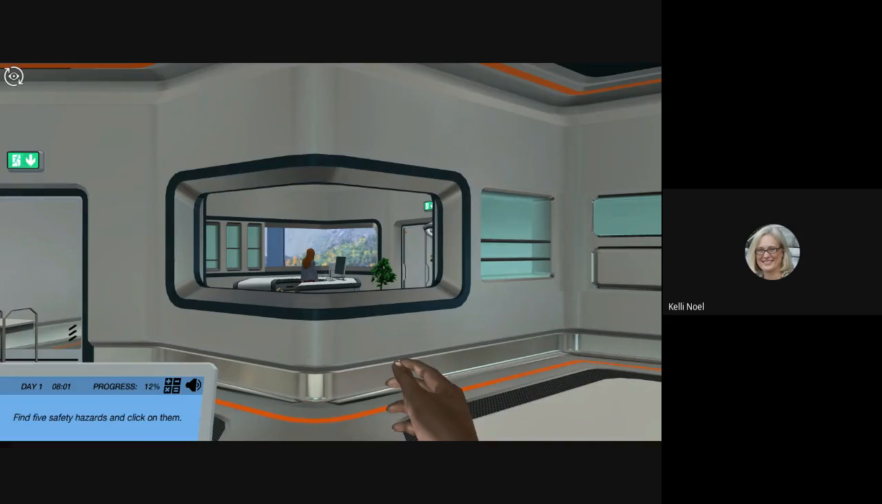This lab was used by first-year chemistry students, and they obviously didn't leave it in the safest condition. Have a look around and identify the different hazards. Find 5 safety hazards and click on them.